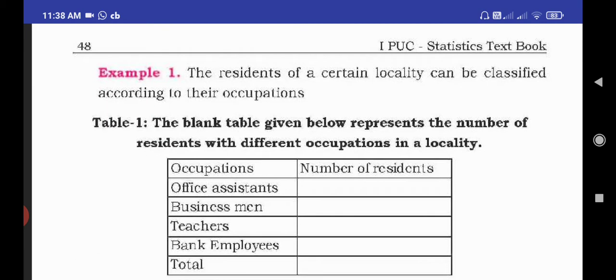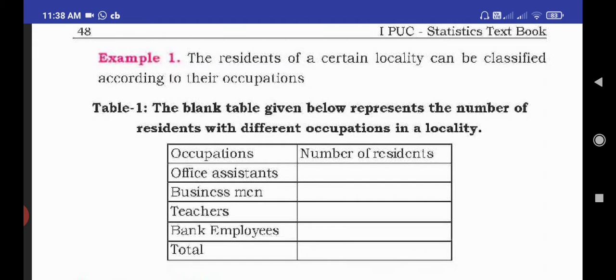See students, here is an example of a one-way table or simple table. The table given below represents the number of residents with different occupations in a locality. Occupation and number of residents. Number of residents is only a single characteristic. Occupations are different, but we are giving importance only to a single characteristic. So this is the best example for the one-way or simple table.